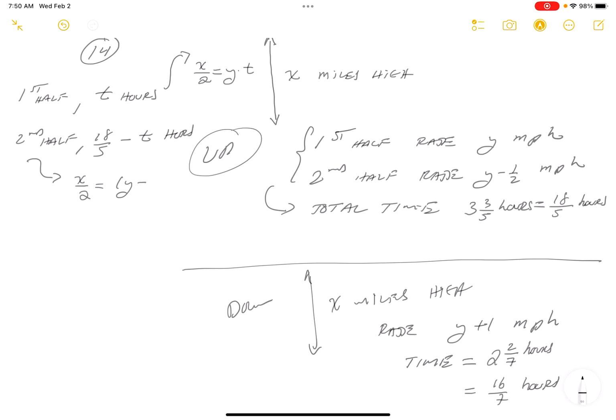I write it down, 1/2, put this over here, times the time, and the time is written down for me. It's 18/5 minus t. All right, now what I'm going to do is, I have to write something down.